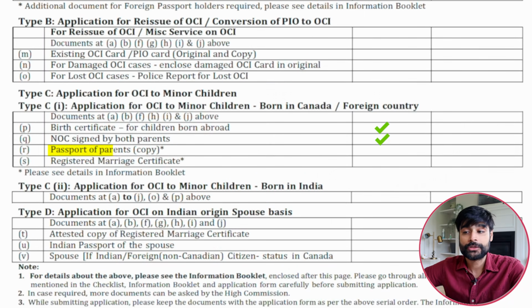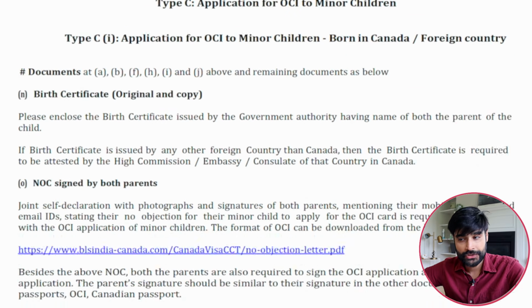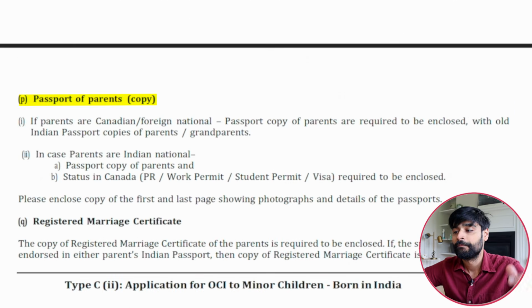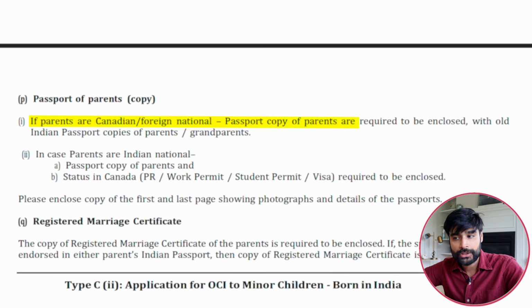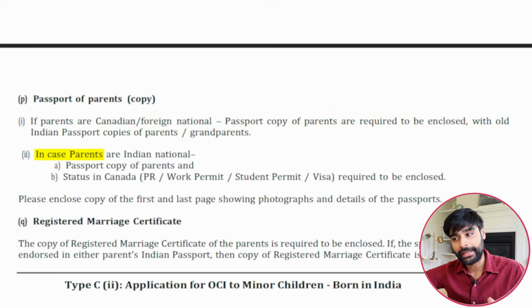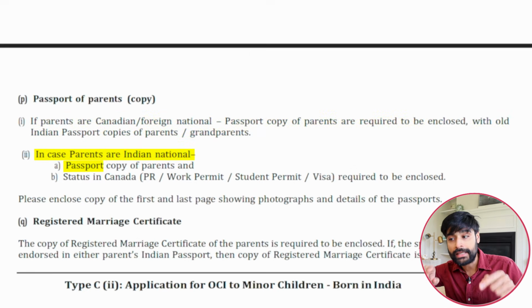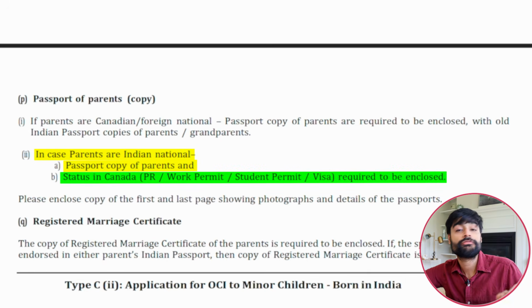Then copies of parents' passports. So yes, this is also required. If you scroll down to the information booklet for details under type C, under section P, passports of parents, it says here, if parents are Canadian nationals, then current Canadian passport copy of parents is required, along with the old Indian passport copies of parents, grandparents, depending on the OCI eligibility criteria for your minor that you're using. And if the parents of the minor are still Indian nationals, then their Indian passport copies are required, along with the proof of status of parents in Canada.